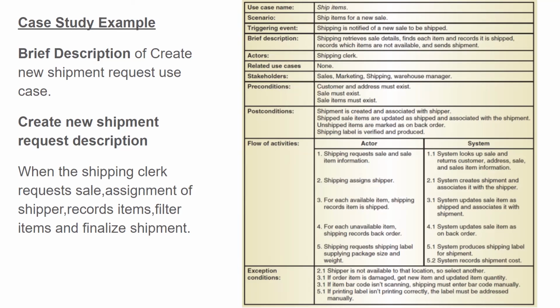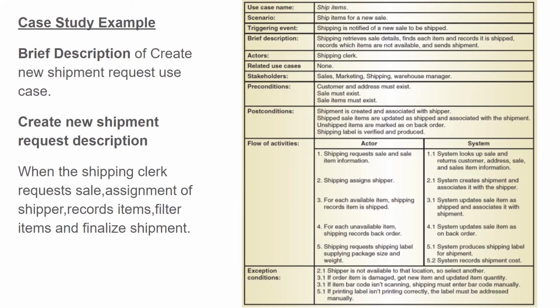So in this case, I'll go to the flow activities first. Basically the actor is the user, and the system is what interacts when the user does something. How does it interact with the user? So the first thing is the shipping request sales and sale item information, which the shipping clerk does, and the system responds by looking up the sales and returns the customer, address, sale, and sales items information.